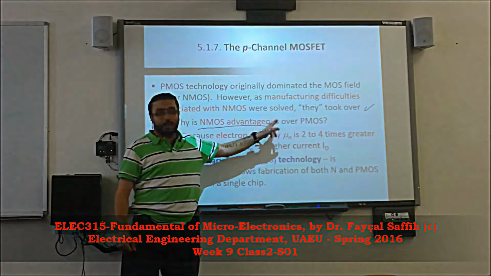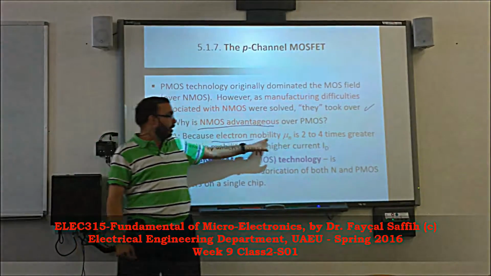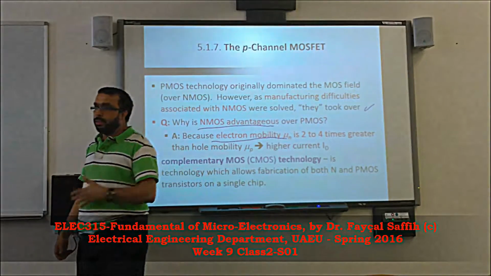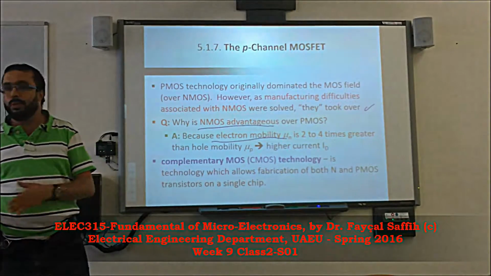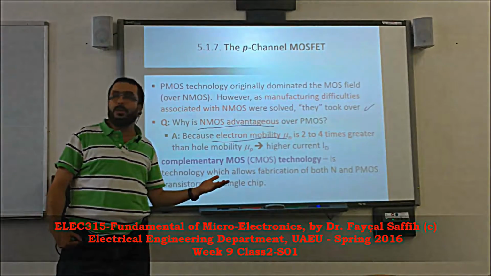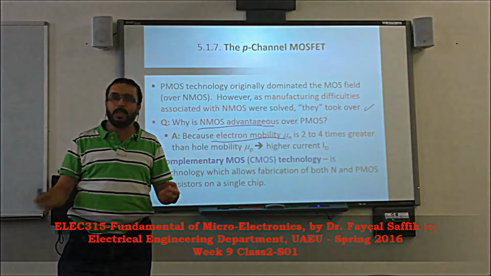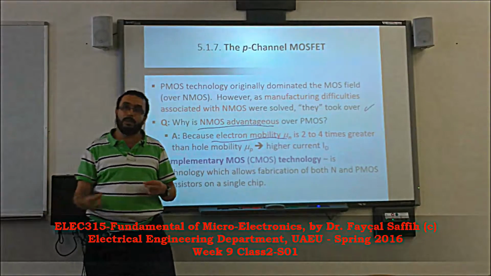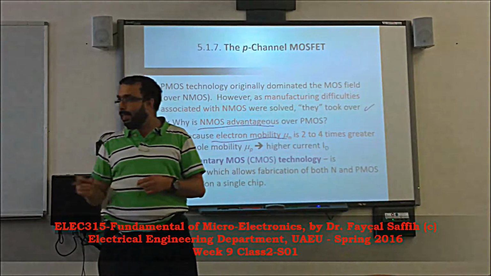Again, why are they advantageous? No, we know that, right? Their mobility is faster. The mobility of the electrons is 2 to 4 times the mobility of the holes. That means if I do the switching, it goes fast. If I do amplification, it goes fast. So the speed of the carrier is very important.